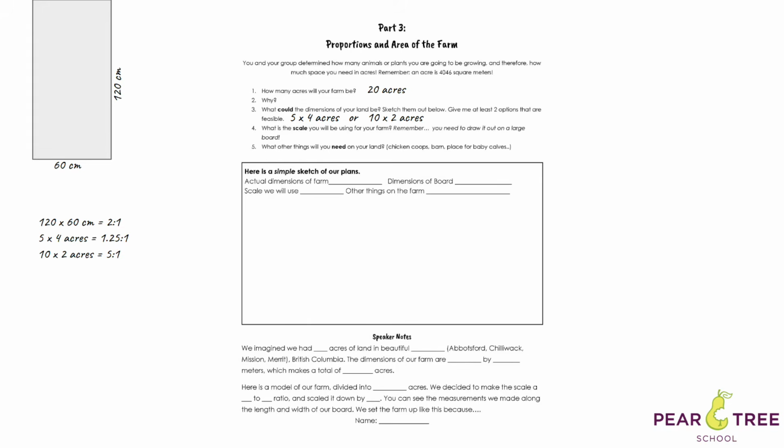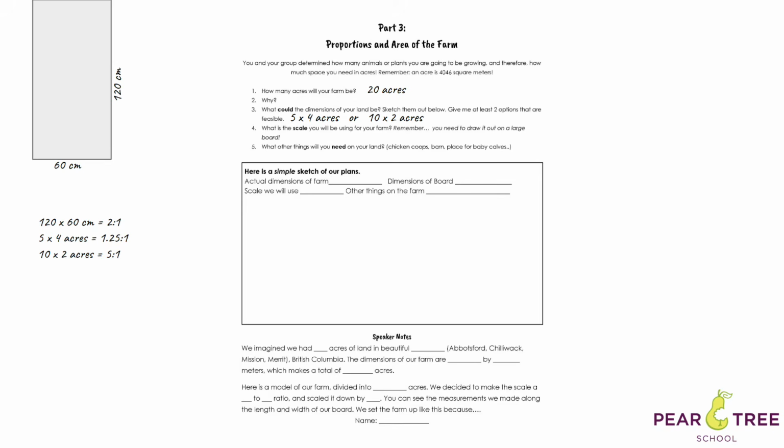But if you have done it before and you see that these things are all the same, it shouldn't be any more difficult for you. So 120 to 60 is a 2-to-1 ratio. Now, if you were to go for an acreage of 5 by 4 acres to make your 20 acres, that is not a 2-to-1 ratio.